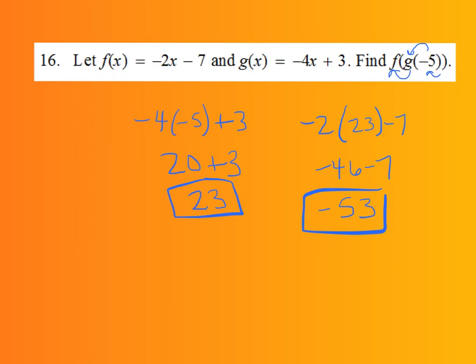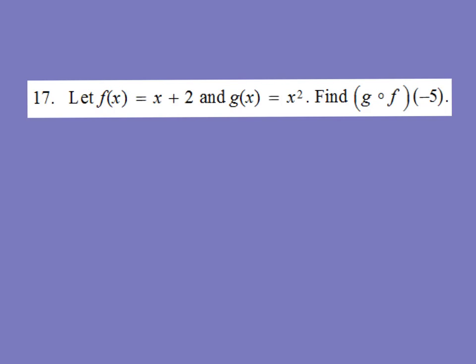We've got another problem here that I'm being asked to compose. It's slightly different notation because it's got this composition circle right here, but it means the same thing. So I'm going to follow the same process. I'm going to take negative 5. This time I'm going to plug it into f first because f is the closest thing to it, which gives me negative 5 plus 2, which is the value negative 3. Now that I've got negative 3, I'm going to plug it into g. So I've got negative 3 squared. That gives me a value of 9, and that's my answer.